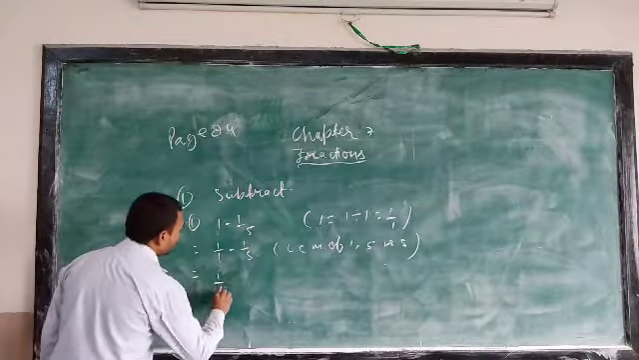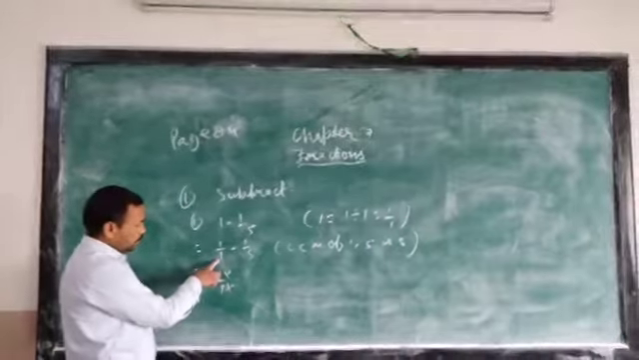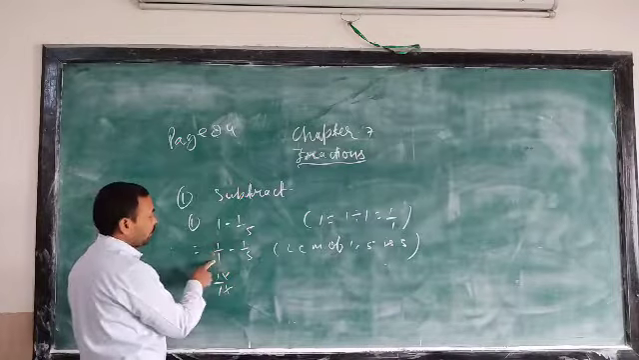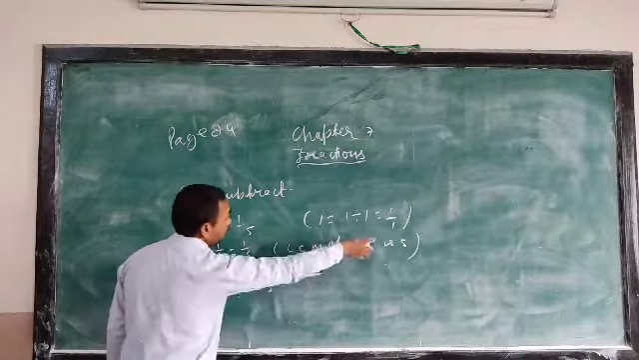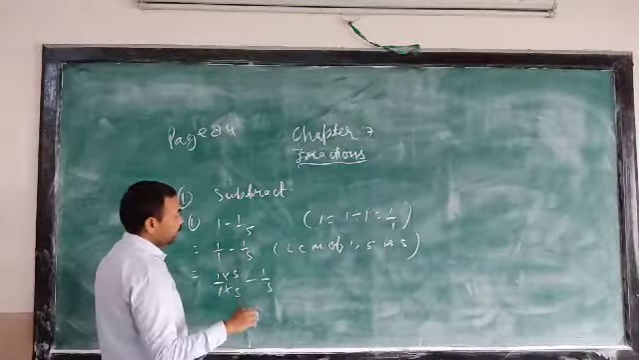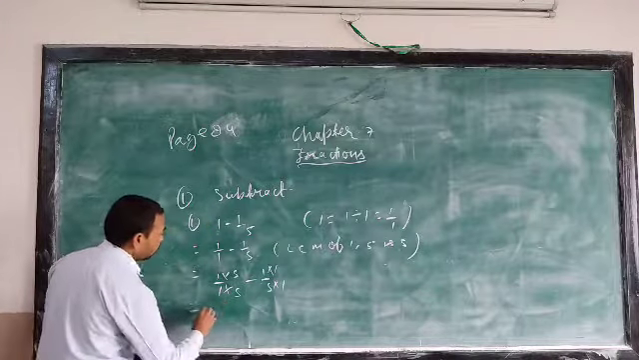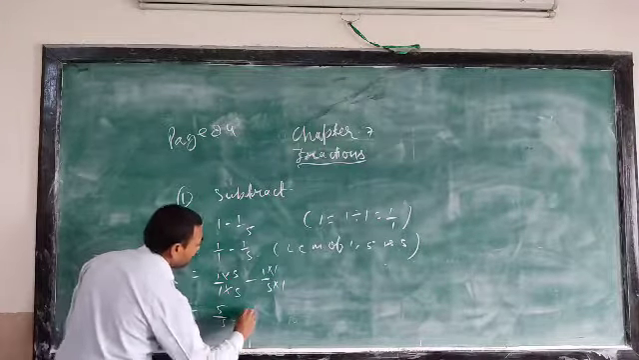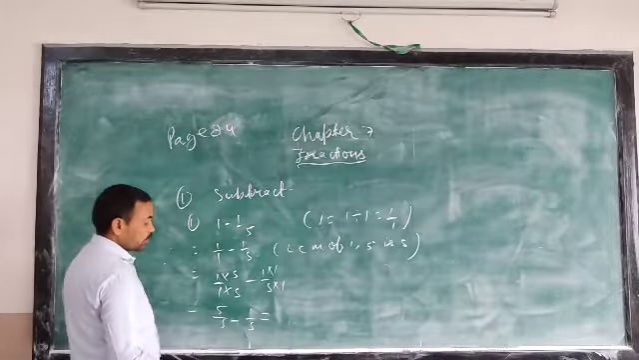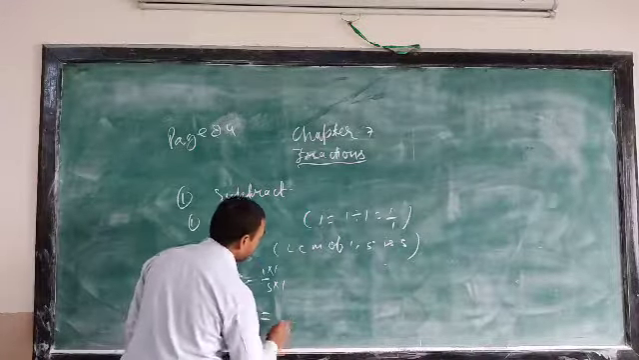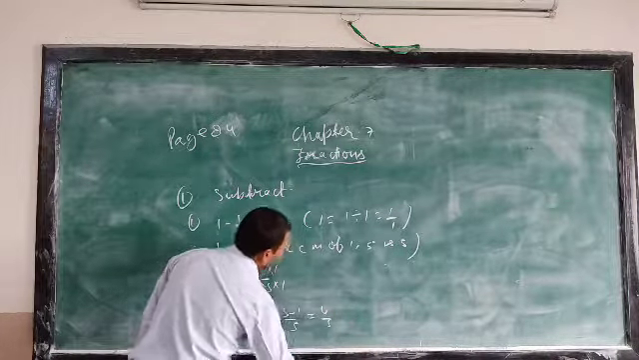And what to multiply here? Divide the LCM 5 by the respective denominator 1. If 5 is divided by 1, the quotient will be 5, so we will multiply by 5. Here the LCM is 5 and this denominator is also 5, divided by 5 is 1, so we multiply by 1. I can write the same fraction: 5 by 5 minus 1 by 5. Now both are like fractions, both denominators are the same, so we will subtract the numerators only. 5 minus 1 by 5, that is 4 by 5.